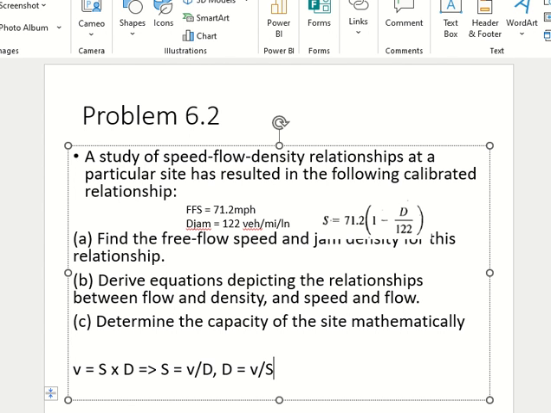Clear? Okay. This is for your practice. Tomorrow you will bring the two parabolic equations and you will tell me the value of capacity. So two equations and the value of capacity. Any questions? Any problems?